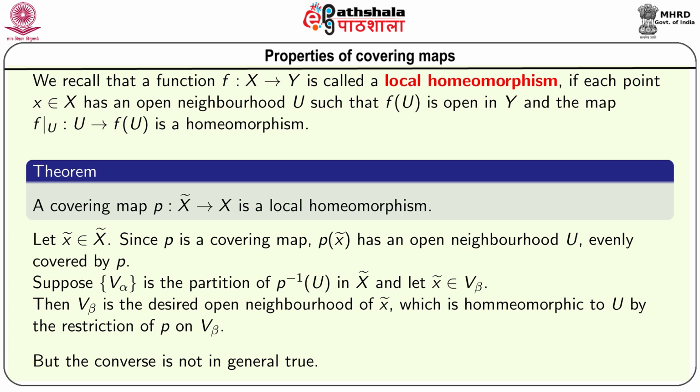But the converse of this result need not hold. So far, we have established certain facts about the behavior of covering projections. For example, we have seen that a covering projection is an open map. We have seen that a covering projection is a local homeomorphism, but the restriction of covering projections need not be a covering projection. Now, we shall establish a very useful result regarding the quotient maps of orbit spaces.